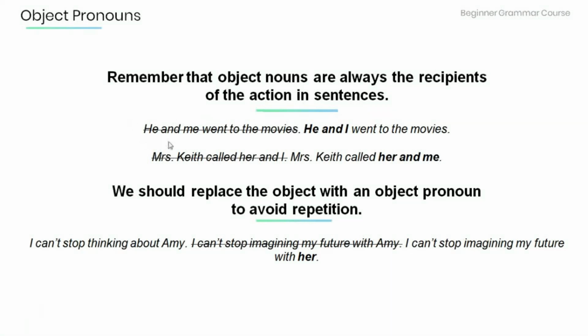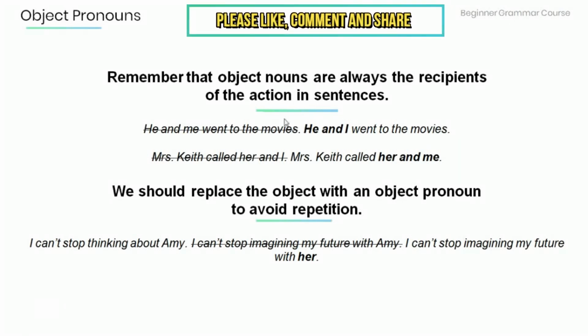Now let's have a look at the sentence over here. He and me went to the movies. Now this sentence would be incorrect because the object pronoun me is being used as the subject of the sentence. The correct form would be he and I went to the movies.